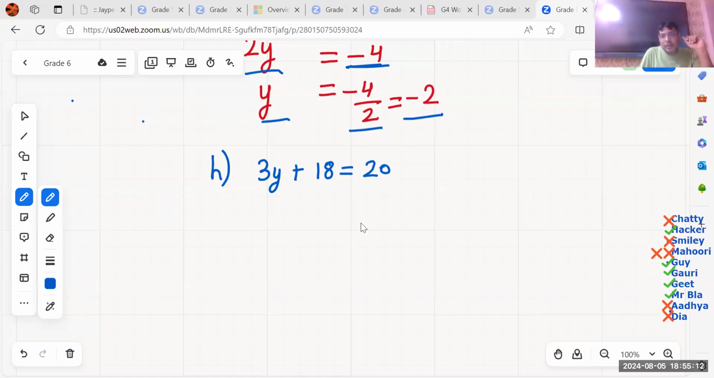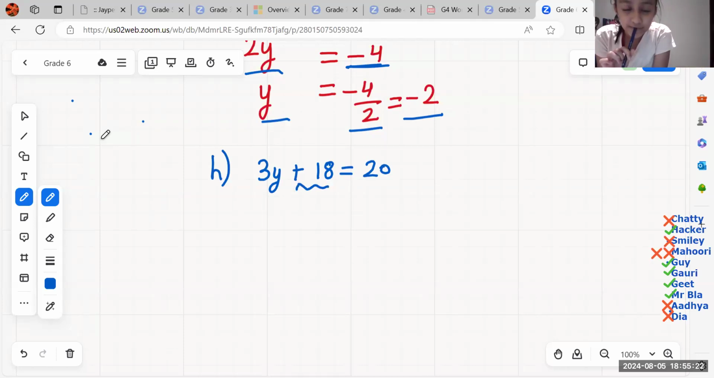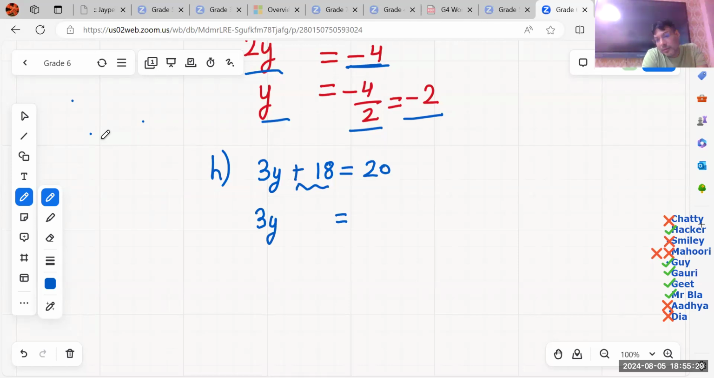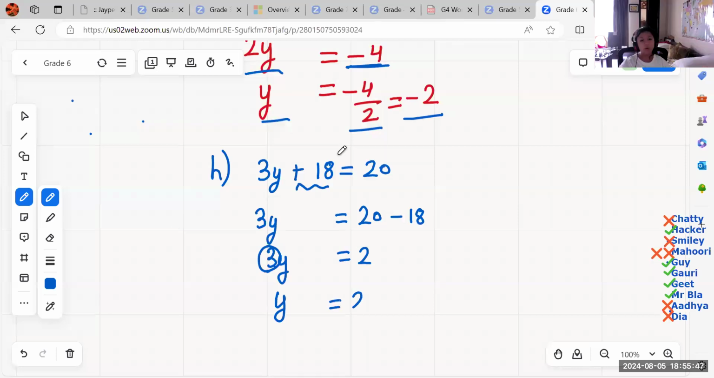Okay, Smiley. Beta, plus 18 is on which side? Sir, on the left side. Then you took it to the right, so it will become what? Sir, minus 18. Sir, I copied my answer wrong. So 3y is equal to 2. Then listen here, this step: 3 is in multiplication. It will go to the other side and become? Division. The answer would be 2 by 3.